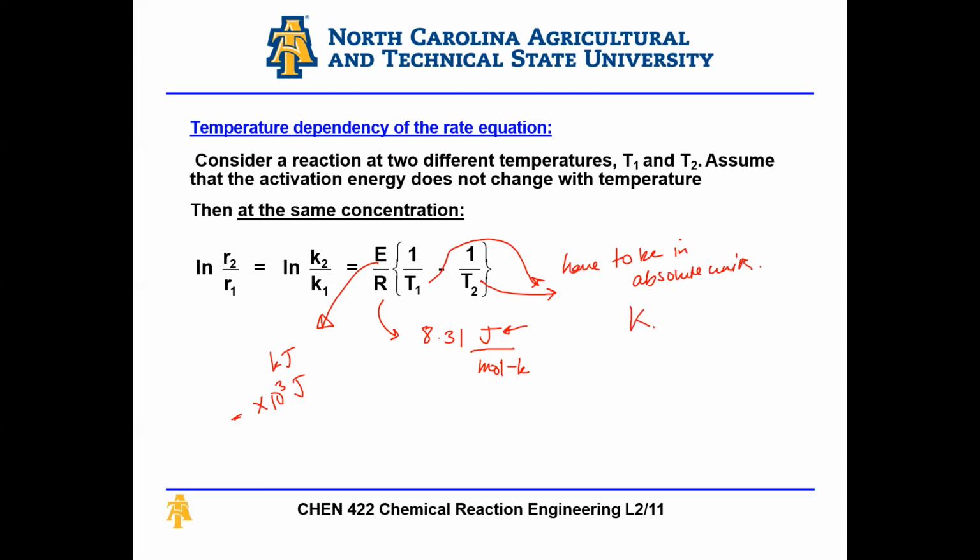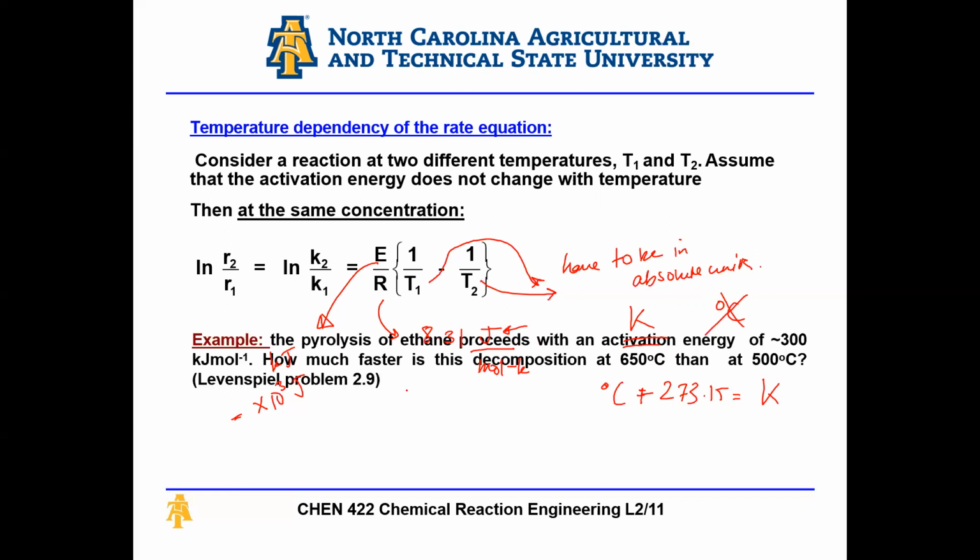Absolute units means Kelvin or Rankine. In our case, we're using Kelvin. Degrees Celsius will not work. So just be careful of this. And again, to convert from Celsius to Kelvin, degrees Celsius plus 273.15, if you want to be fancy, is equal to Kelvin, okay? So just note these things when using this equation.